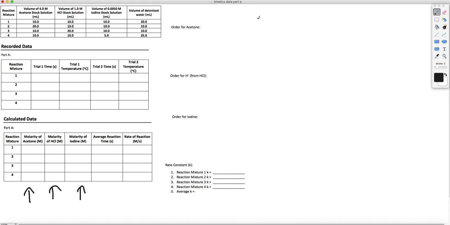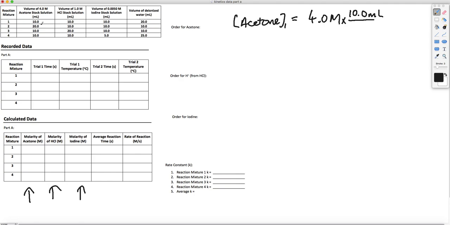So let's start off with the first one here. We're looking at the concentration of acetone. I'm going to put a 1 here, and the 1 is for the reaction mixture that I'm pointing out over here. That's the first one we're dealing with, and it would be 4.0 molar. What we need to do is figure out what it would be once we diluted it into the total volume of the solution.